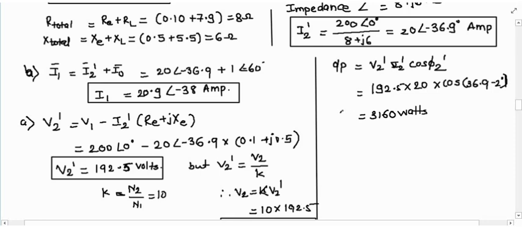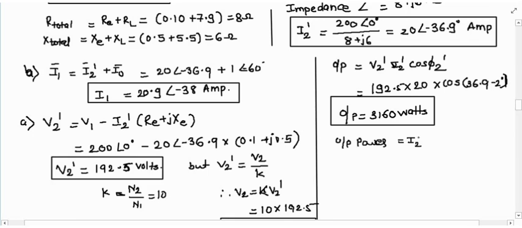3160 watt. But students, if you are not getting how to take the angle, then the simple thing is that you can find out the output power as equal to I2 dash whole square into RL, because this power is transferred to the load. So what is the current flowing through the load into the resistance of the load? That formula can also give you the output power, and by both methods you will get the same answer.